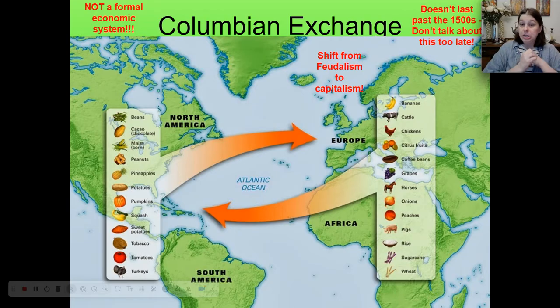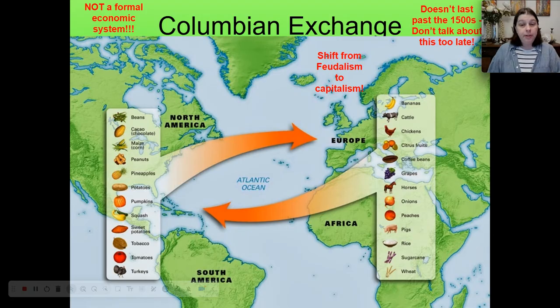Important things. This is not a formal trading or economic system. It's not like the transatlantic slave trade. It's not like encomienda. It's accidental or incidental. It's not intended. It's not like, hello, here is a horse and I will trade you for potatoes, right? It's more just the kind of thing that happens when people encounter each other.